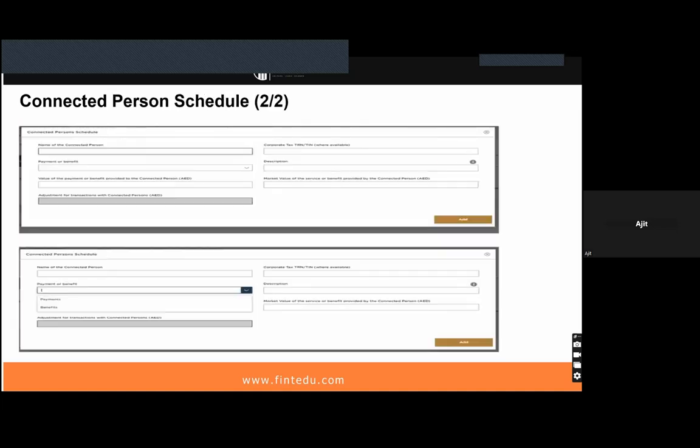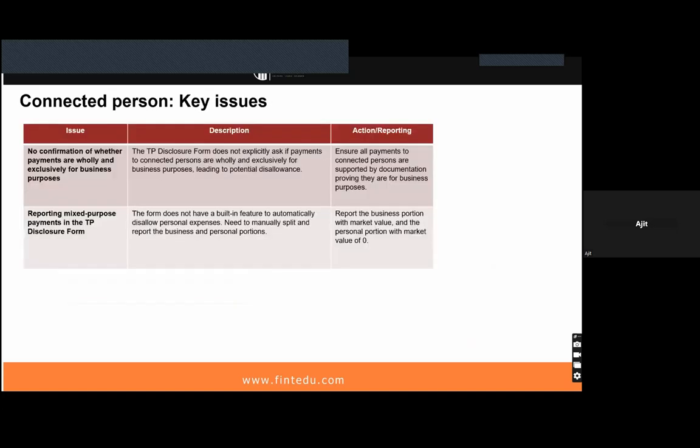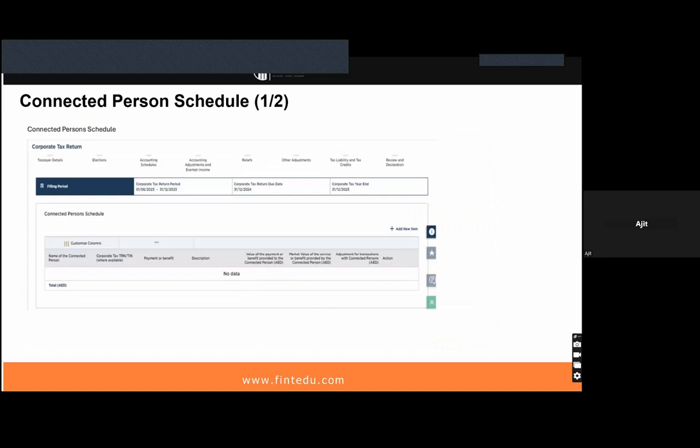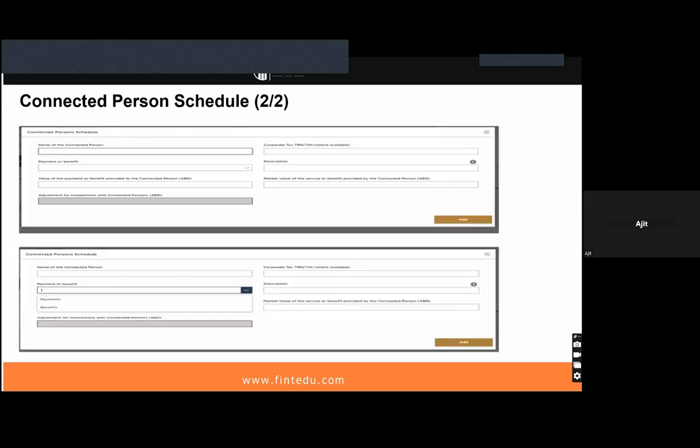I'll talk about the approach of benchmarking quickly. Now, when I talk about connected persons, there are some observations I made. If you read the law, it says the first requirement for deduction is that it has to be wholly and exclusively for the business, and it should be at arm's length. But the disclosure form is only talking about the market value and the payment value. The disclosure form is not getting confirmation on whether the payment is wholly and exclusively for the business or not.